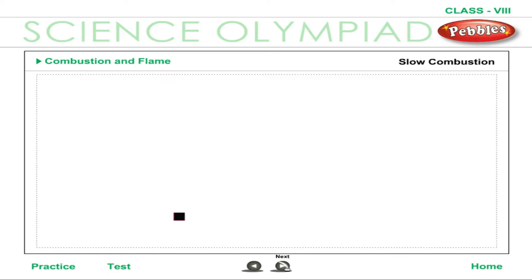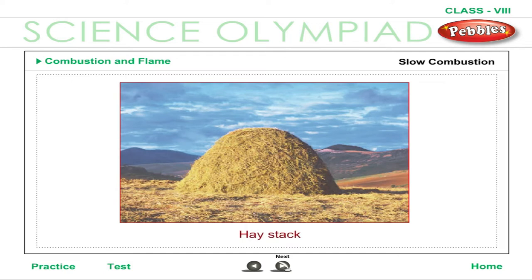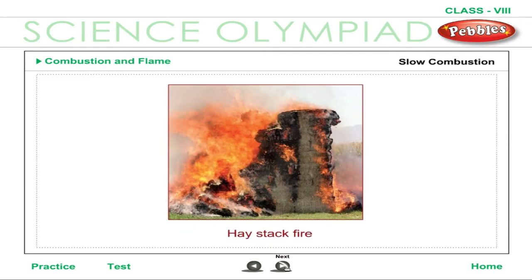Spontaneous combustion. Oil paints, when thrown into a closed container or garage, spontaneously catch fire. The same phenomenon occurs in a haystack fire. Bacteria present in the hay cause slow oxidation of the organic material of the hay, resulting in the release of heat. When ignition temperature is reached, the hay catches fire. Combustion that occurs without the supply of external thermal energy is called spontaneous combustion.